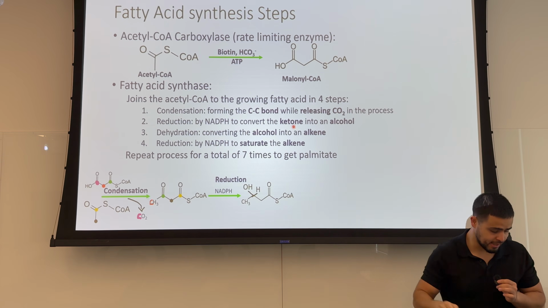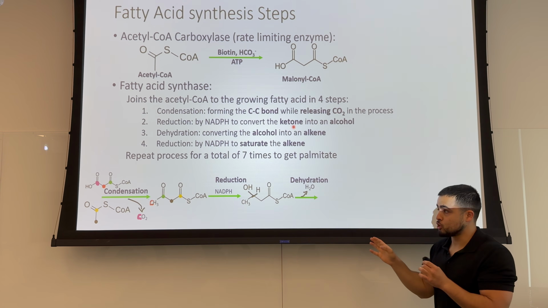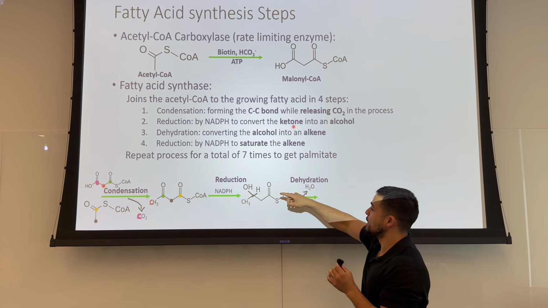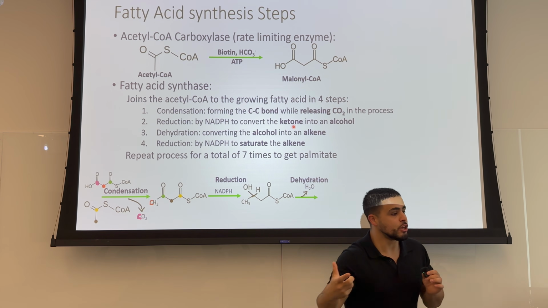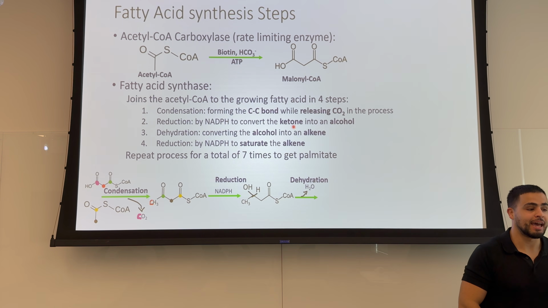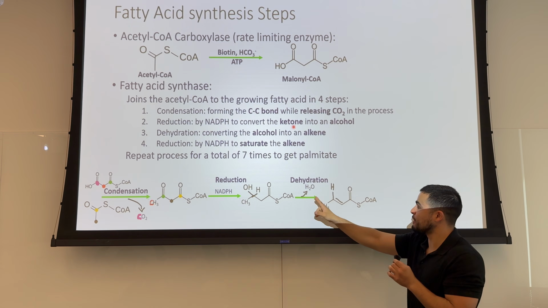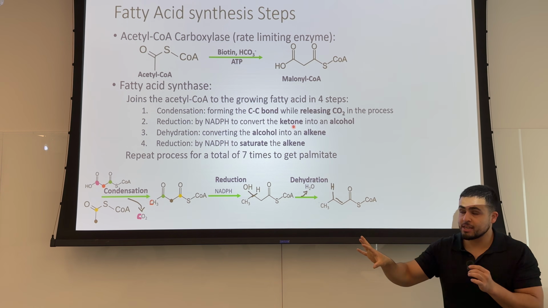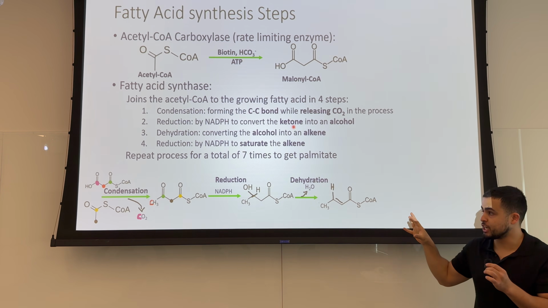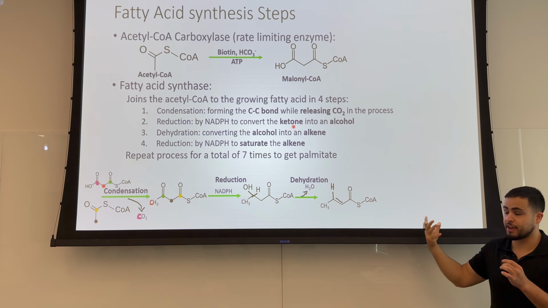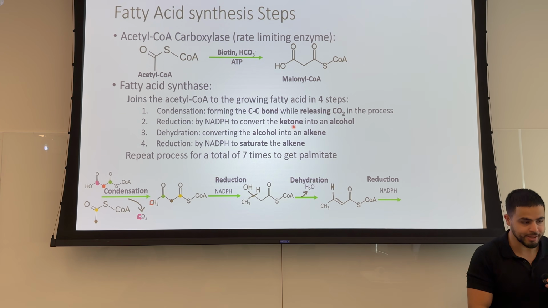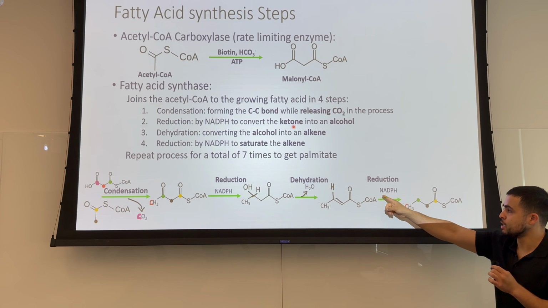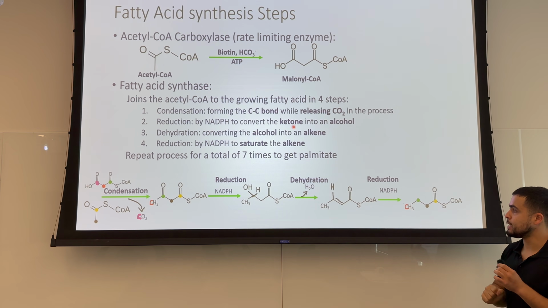So the step after that is going to be a dehydration step to essentially get rid of this OH, get rid of this alcohol. When you dehydrate an alcohol, you end up with an alkene. So you can see right here, now we have an alkene. The final step in the synthesis of this growing fatty acid chain, or in the first cycle of this growing fatty acid chain, is going to be to saturate this double bond to form a single bond. And the way we saturate it is via a reduction step using NADPH.